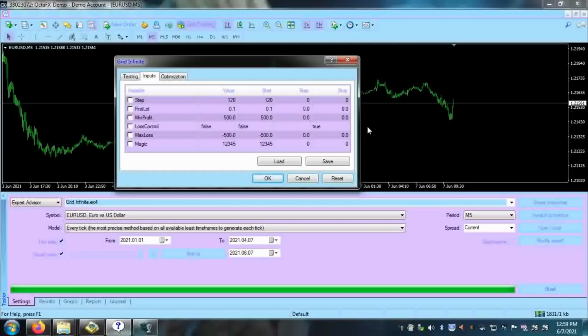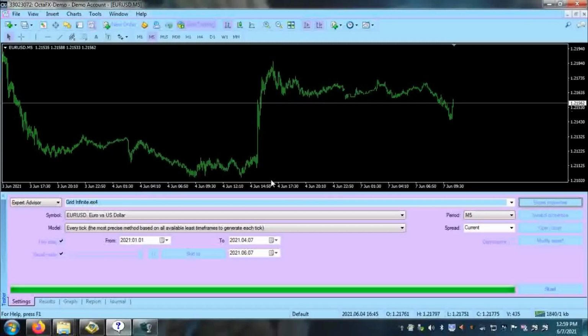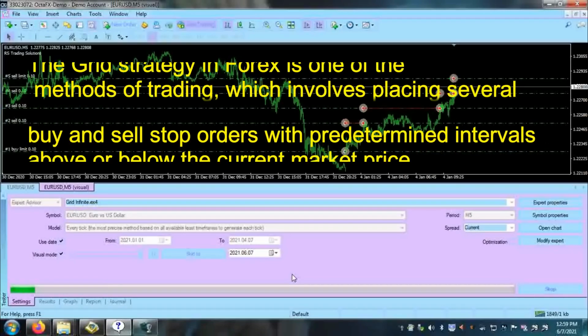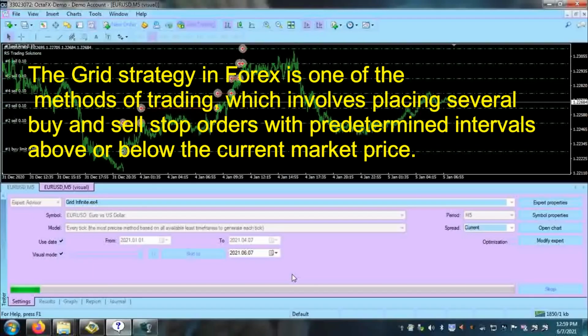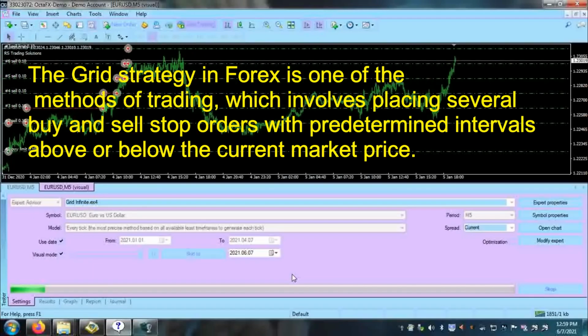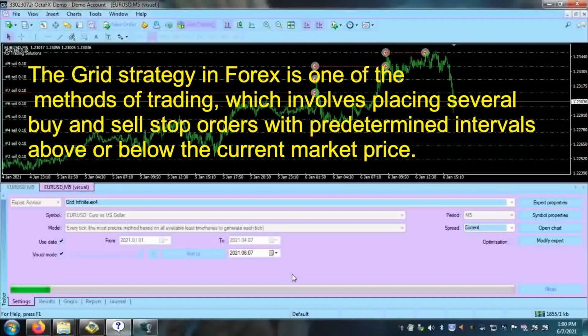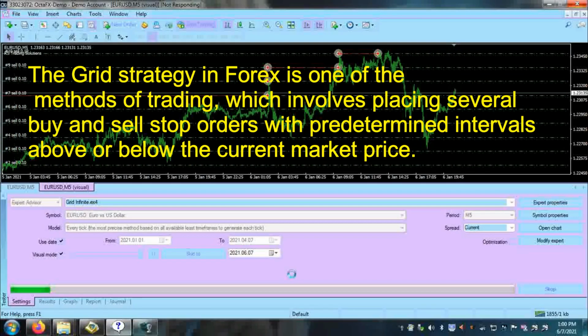Inputs, you see there are a lot of inputs. We will see details about these inputs in a later section of this video. Let's start the expert advisor. Yes, and it has started. Okay, for the time being, let it run. Let's see about the grid strategy.